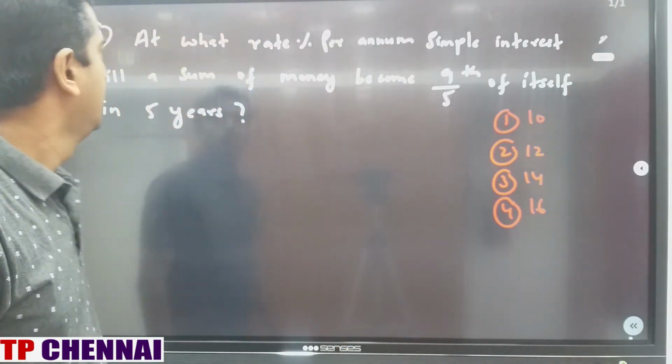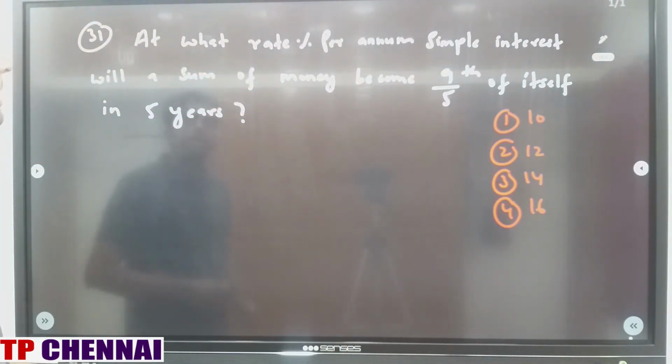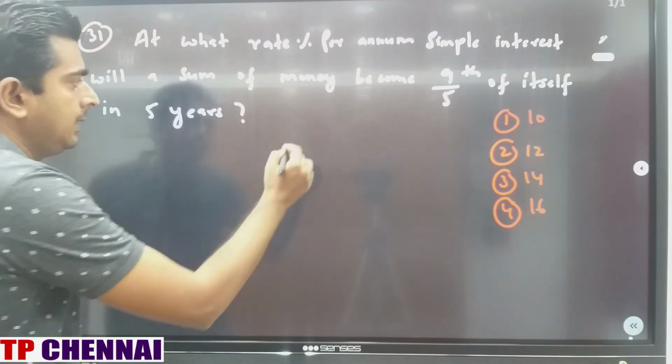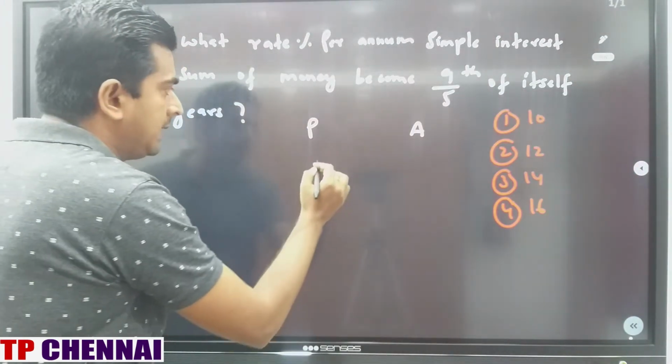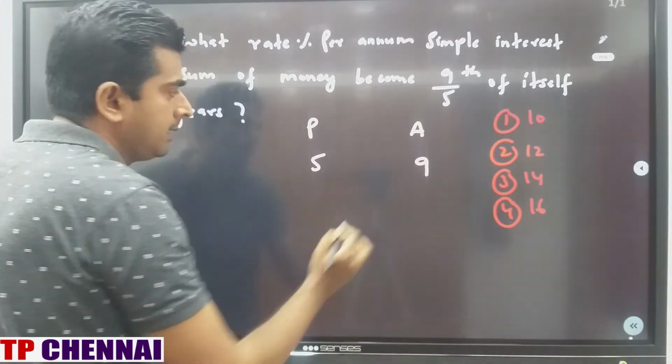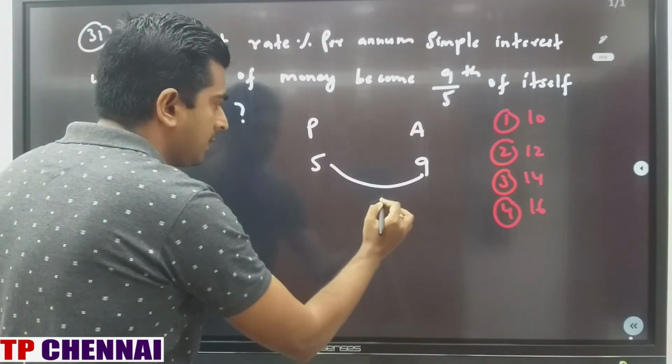Now we'll see 31. At what rate percent per annum simple interest will a sum of money become 9 by 5th of itself in 5 years? If I say principal, I am writing here, amount I am writing here. 9 by 5th, that means if principal is 5, amount will be 9. Then what about simple interest? 4.